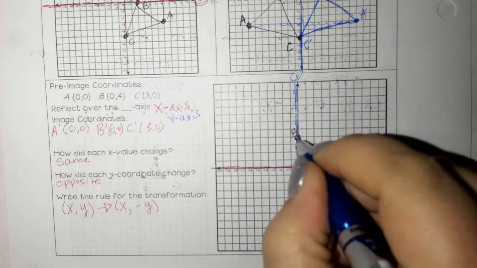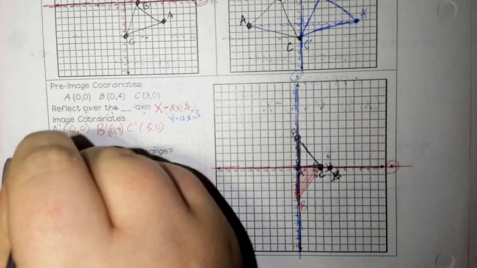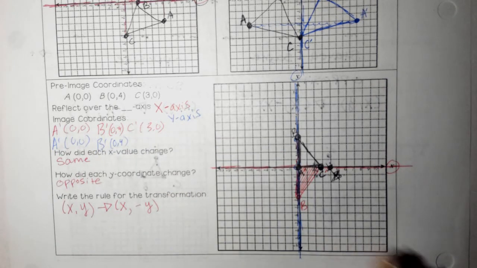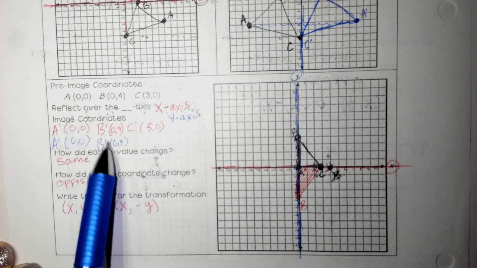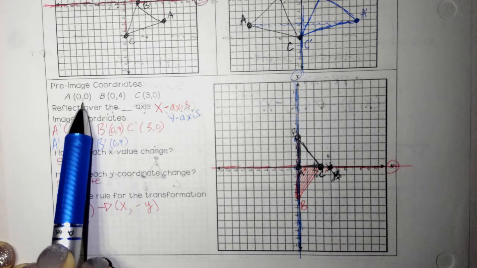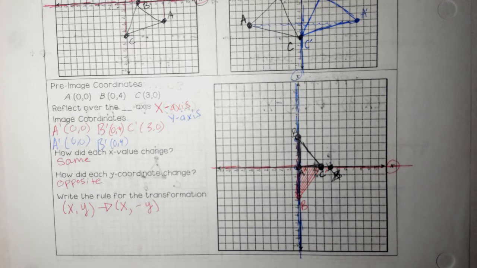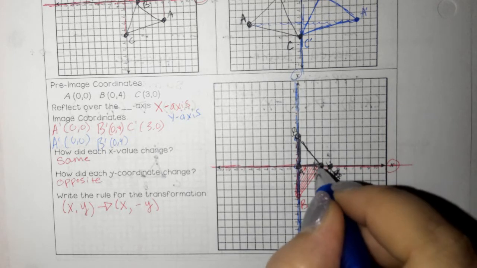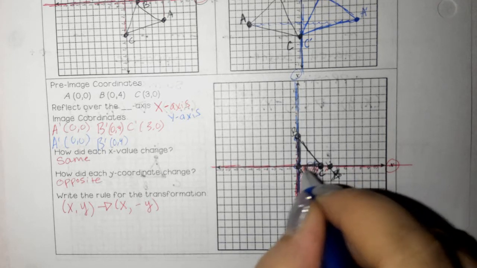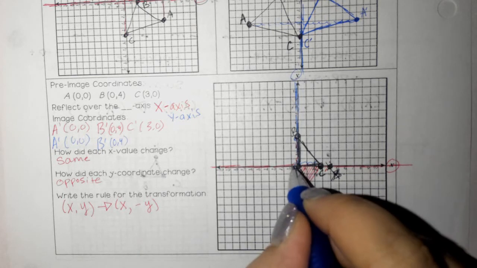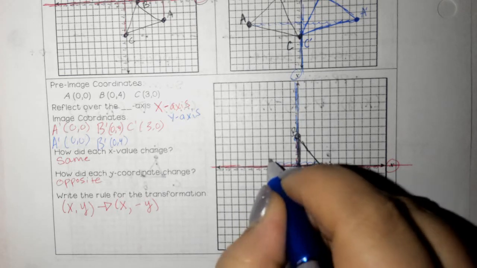You'll see A and B are on the axis, so A prime and B prime don't change ordered pairs. Because when we reflect over the y-axis, the x values have to be opposite, but the x values of A and B are 0. And we don't have an opposite of 0, because 0 is neutral. Now when we look at C, C is 1, 2, 3 away from the axis of reflection. So we keep counting on the other side. 1, 2, 3. And there is C prime.